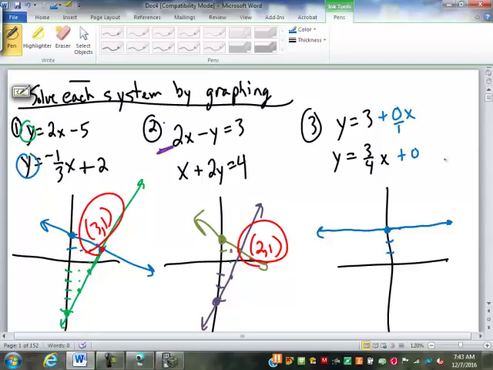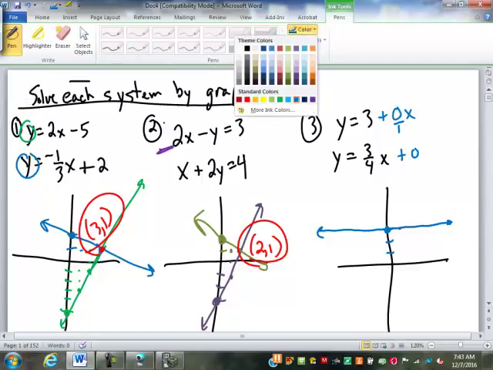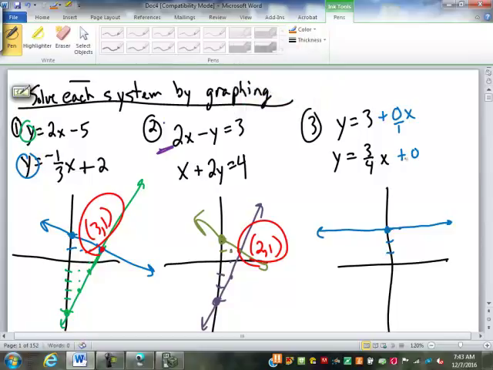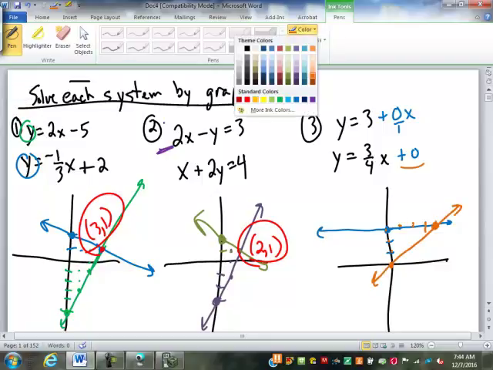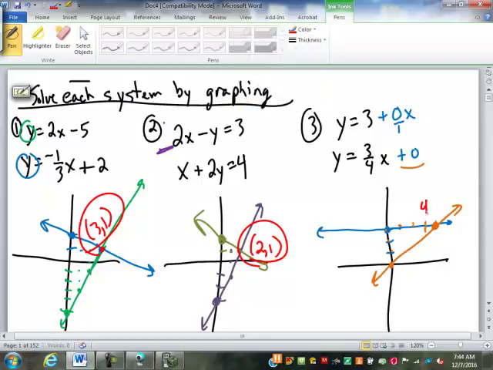Y equals x. The bottom one is going to start at, I think that was y equals 3/4 x plus 0. So it's going to start at 0. And from there, it's going to go up 3 over 4. So the solution is at 4, 3. Any questions on those?